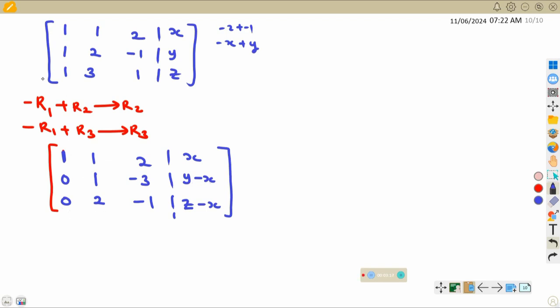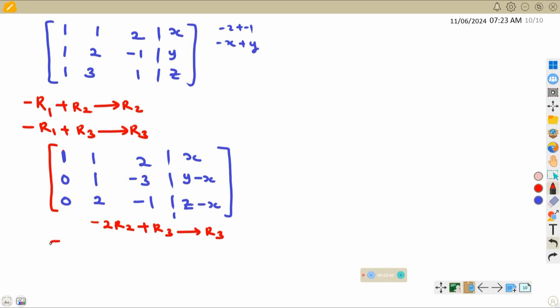Looking at this, negative 1 plus 1 is 0. Negative 1 plus 3 is 2. Negative 2 plus 1 is negative 1. Then negative x plus z will give us z minus x. So we shall obtain this matrix. Let us also try to eliminate this 2 using another operation: negative 2 times row 2 plus row 3 to give us row 3.